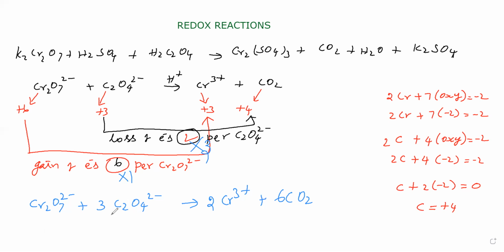Dichromate contains 7 oxygens. So on the right side write 7 water molecules. Here 14 hydrogens are there. Therefore on the left side write 14H plus.